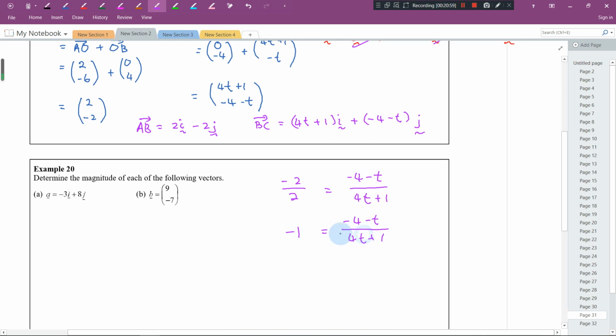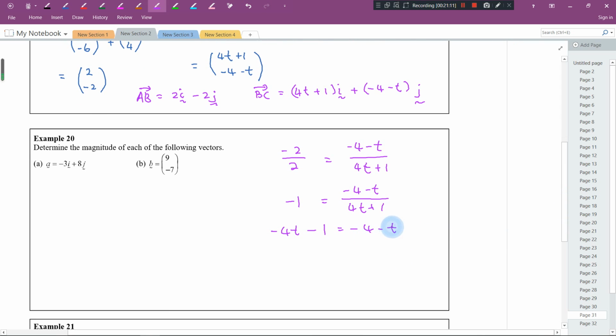So I move this, go up, negative 1 times this, negative 4t, negative 1 is equal to negative 4 negative t. Okay, so now I move the negative t over here. Okay, how about I move the negative 4t over here? So this is negative 1. Move this one over here, become positive 4. I copy this one first. This move over here. Okay, so 4 minus 1, you get 3t. So 4 minus 1, you get 3. So t is equal to 3 over 3. You get 1. So we get exactly the same answer. T is equal to 1.